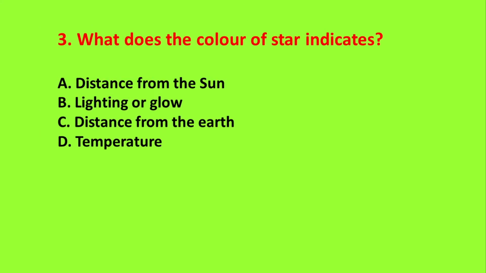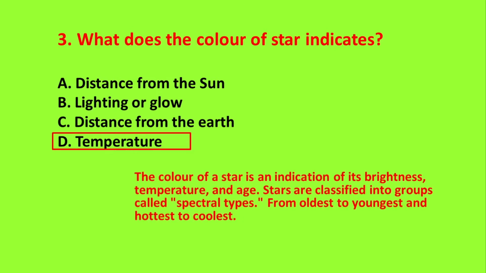Question number 3. What does the color of a star indicate? A. Distance from the sun, B. Lighting or glow, C. Distance from the earth, D. Temperature. The correct option is option D, temperature. And for your kind information, the color of a star is an indicator of its brightness, temperature, and age. Stars are classified into groups called spectral types, from oldest to youngest and hottest to coldest.